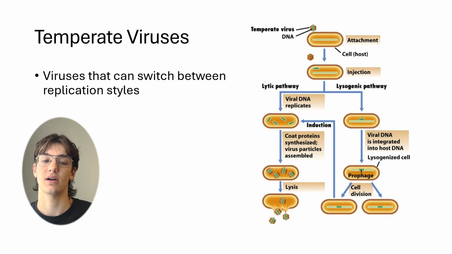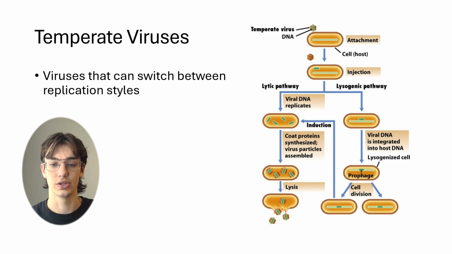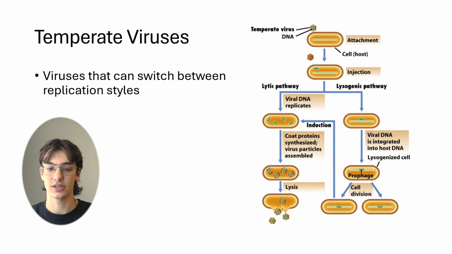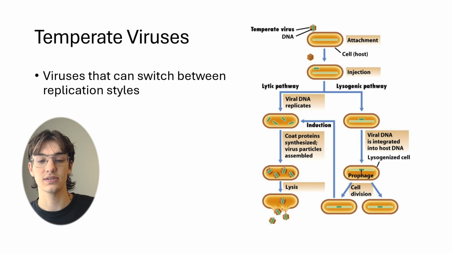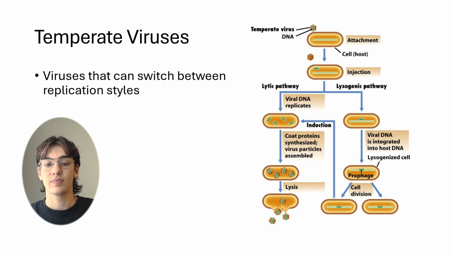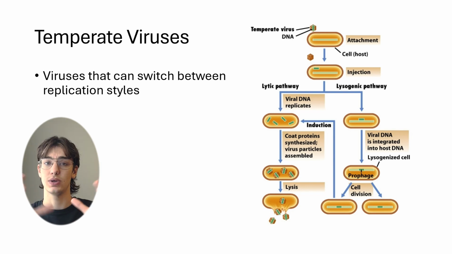Temperate viruses are viruses that can switch between lytic and lysogenic styles of replication. This image here shows both of those pathways. The lytic pathway is the basic pathway where the virus enters, the DNA gets replicated, it gets transcribed and translated, and you end up with the new virions that are packaged up. We'll move on to new bacterial cells. However, in the lysogenic pathway, the DNA will actually enter into the bacterial DNA and become part of that entire genome, and it will not be transcribed into mRNA.